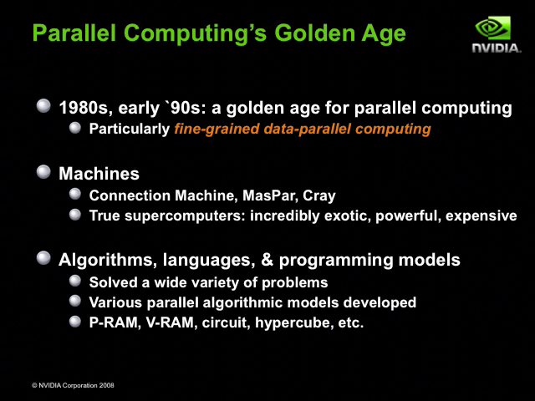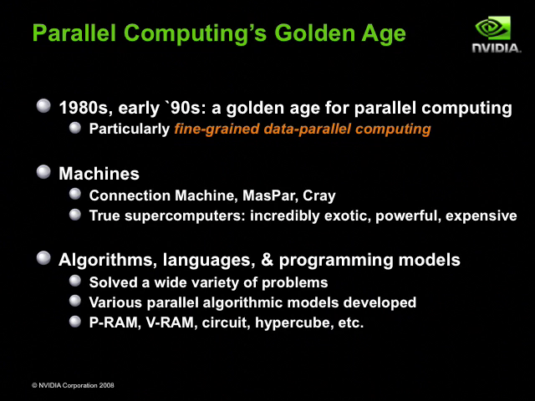These machines were true supercomputers in every sense of the word. They were exotic, powerful, and expensive. Only a handful of privileged users around the world had access to them, mostly at national labs and major universities. Despite the limited availability of such machines, there was a great deal of excitement about parallel computing, resulting in a wealth of papers and articles on the subject published at the time.